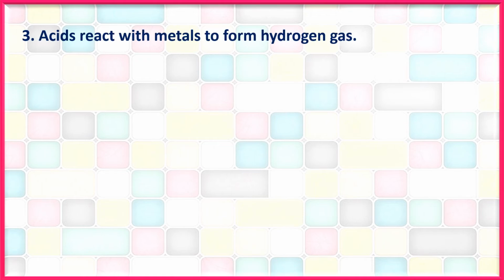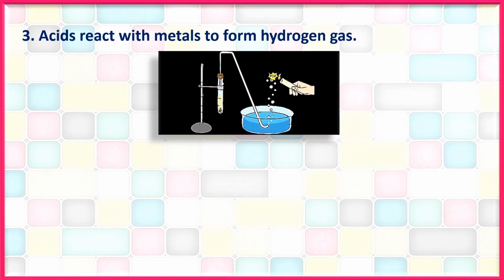Another property is that acids react with metals to form hydrogen gas. If you can see in the test tube there is acid with some metal like magnesium or zinc. So when these two react, bubbles come out, and these bubbles make a pop sound when a candle is lit. Now that is the test for hydrogen gas. When you light a candle in the presence of some gas and it makes a pop sound, that means that gas is hydrogen gas.